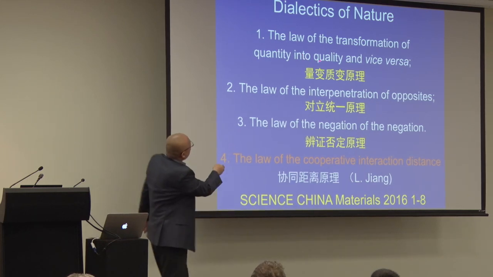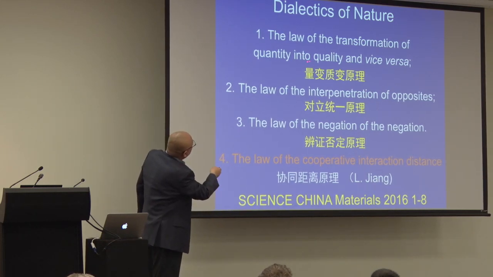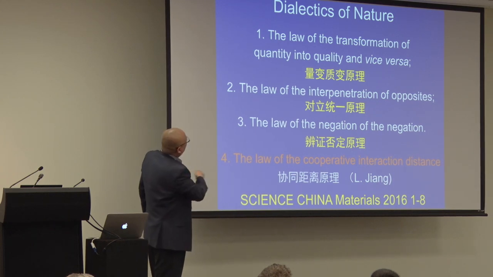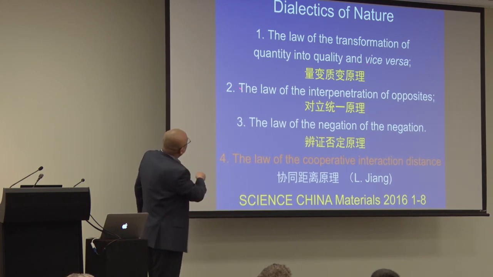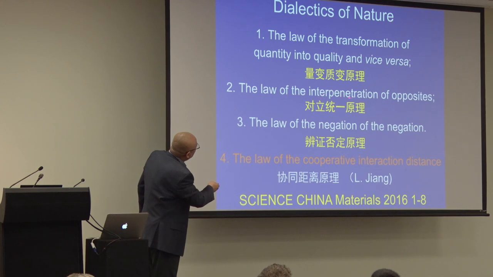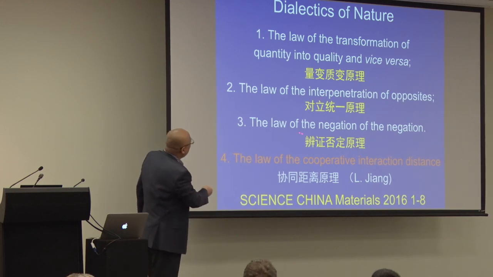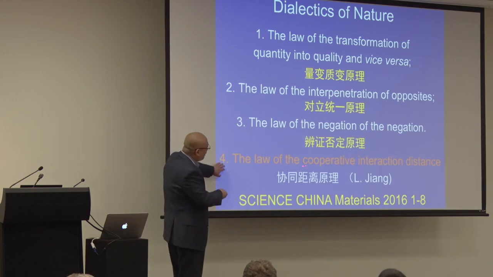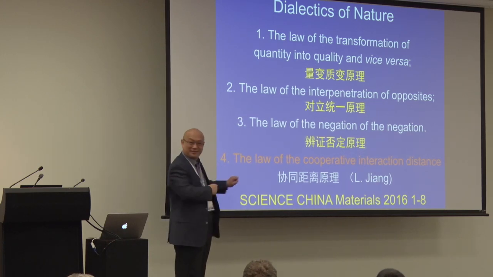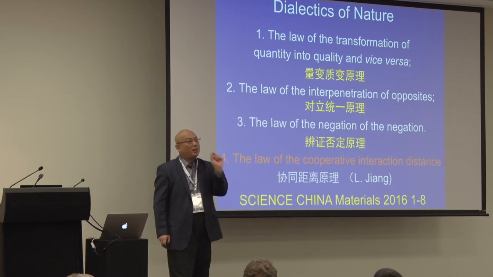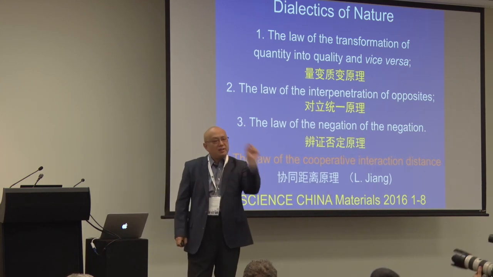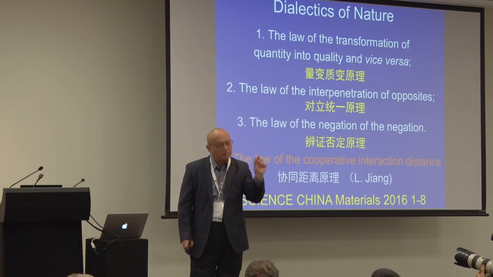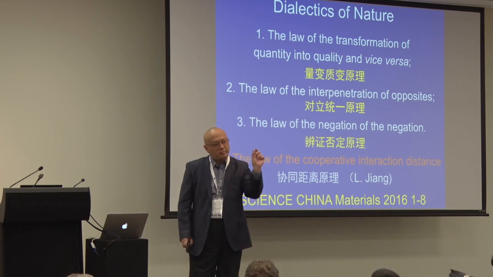So the law of the transformation of quantity and quality, controversial and vice versa. And also the law of the interpenetration of the opposites, the law of the negation of the negation, the law of cooperative interfaces. Okay, if you understand this, you can do anything you want. Just design new material systems, size, and chemical composition.